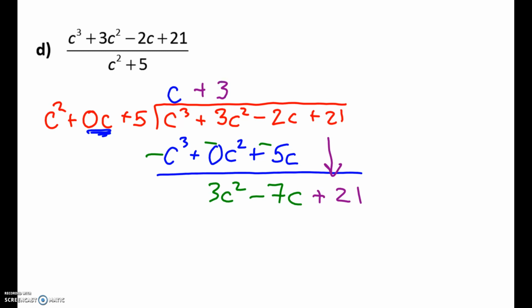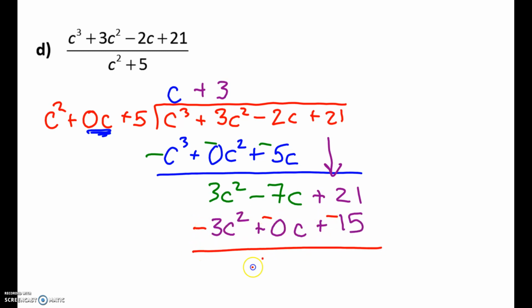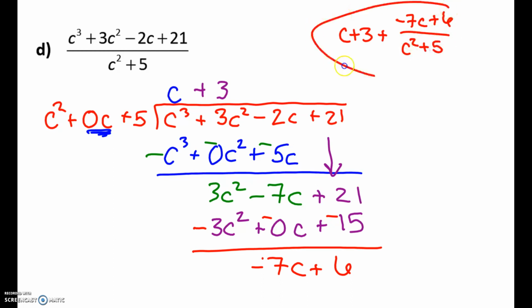So then we multiply it, and we subtract, so we send the negative through. I get negative 7c plus 6. Well, I can't get c squared to go into that. It won't work. So at the end of the day, my answer is just c plus 3 plus my remainder of negative 7c plus 6 over c squared plus 5. That's my final answer. All right.